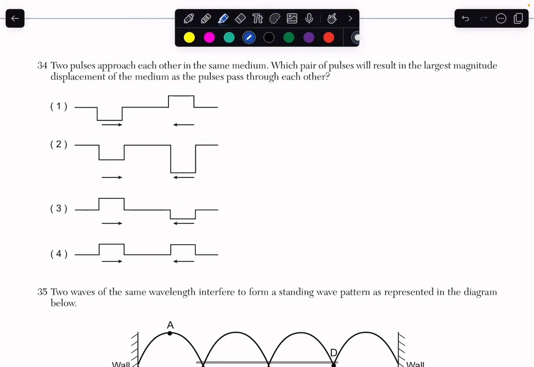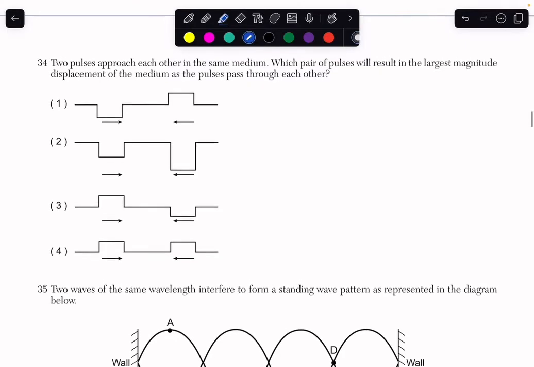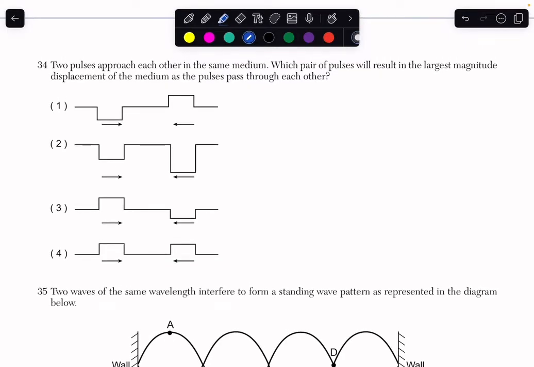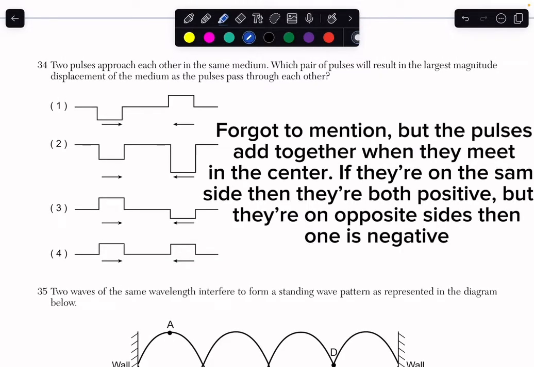34. Two pulses approach each other in the same medium. Which pair of pulses will result in the largest magnitude displacement of the medium as the pulses pass through each other? Number 1 is just going to cancel out. These two are going in opposite directions, but they're the same height, so it's going to become a straight line. So it's not 1. For 2, they're going in the same direction, so once they meet up in the middle, it's going to be huge.